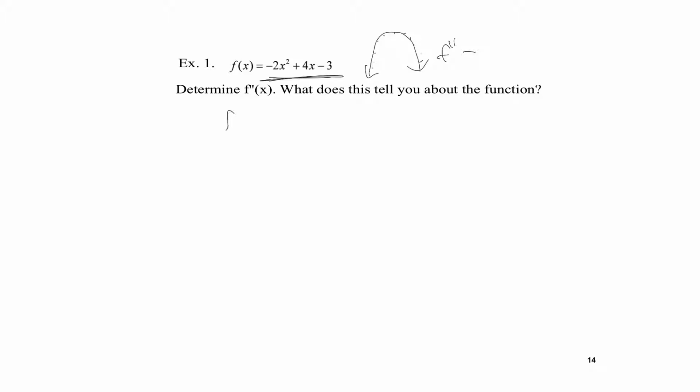So let's figure out the first derivative using the power rule. In this case, it's negative 4x plus 4. And let's figure out the second derivative. If you notice here, using the power rule, the second derivative is negative 4. That means no matter what x value you put in, the second derivative is always negative. Well, it makes sense because it's connected to the shape of the graph. This graph is always pointing down.